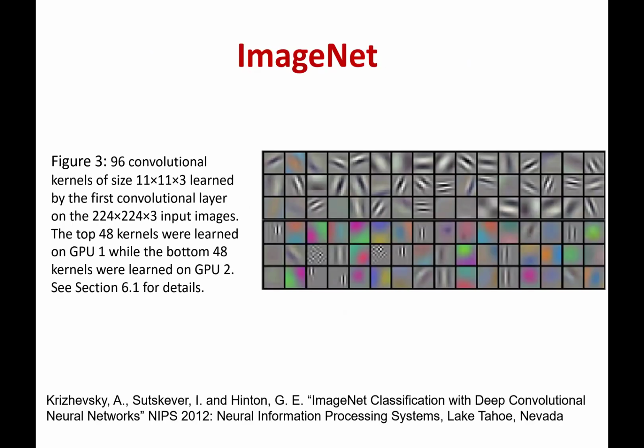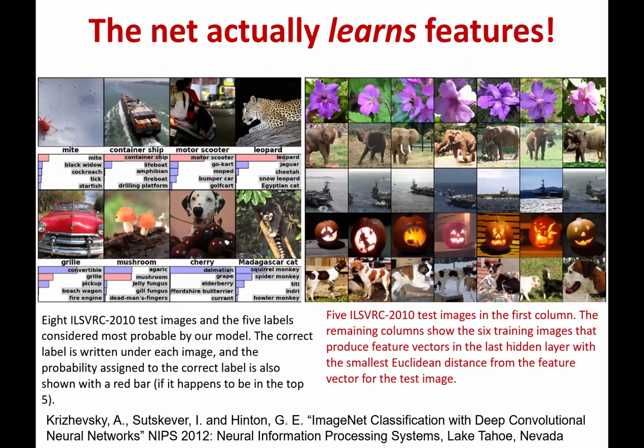So here are some of the kinds of things that they found. These are the responses of the lowest level neurons, and you see that they look like the cortical neurons. They also showed some typical classifications. And for the first time, we were getting really remarkable classification.